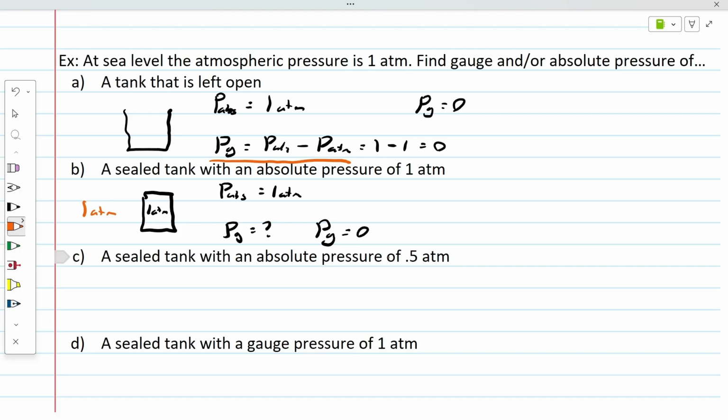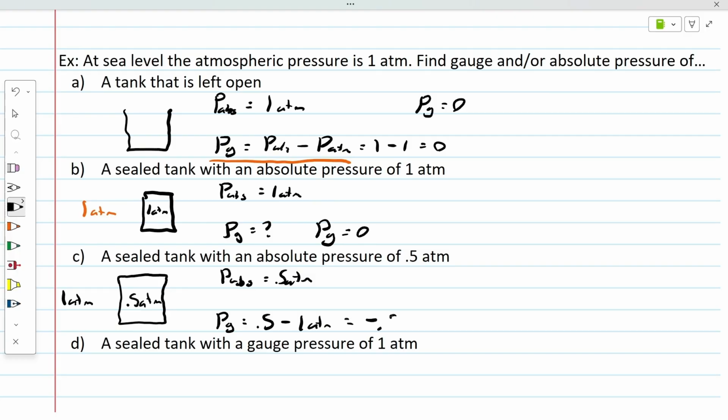So now we have a sealed tank with an absolute pressure of 0.5 atm. So now we have a tank, and there's only 0.5 atm of pressure in here. But outside there's still 1 atm. So the atmospheric pressure is still 1, but the absolute pressure is 0.5. That's what they told us. So it's 0.5 absolute minus the 1 from the atmosphere, which means we get a negative 0.5 atm of gauge pressure, which sometimes they will say like 0.5 atm of vacuum. So if you started pulling air out, now there's less pressure inside here than outside, then the gauge pressure is negative relative to the atmospheric pressure.